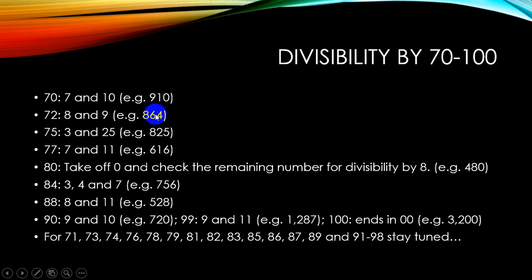64 is, obviously, 8 times 8. And then look for divisibility by 9. These numbers add up to 18, so that's a multiple of 9. So yes, 864 is divisible by 72.